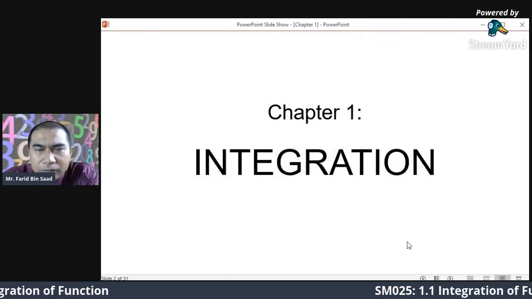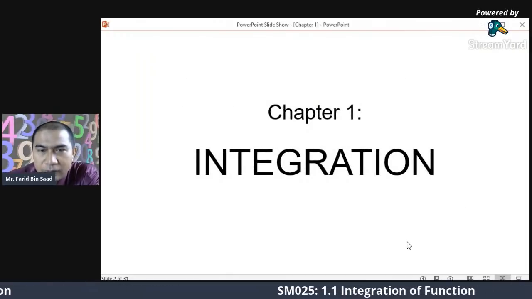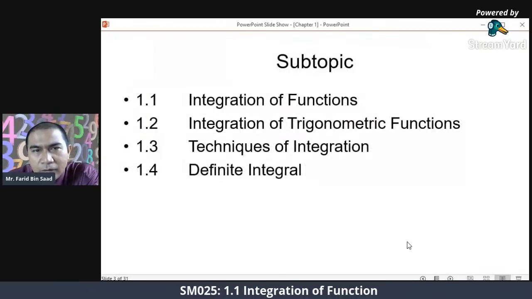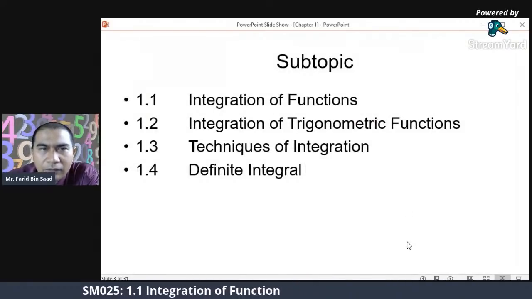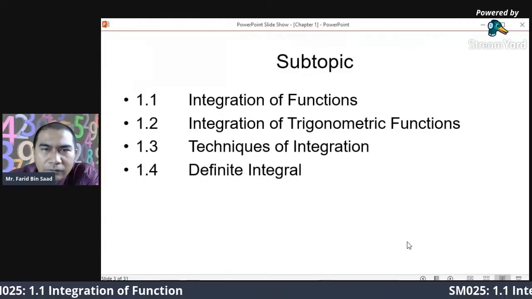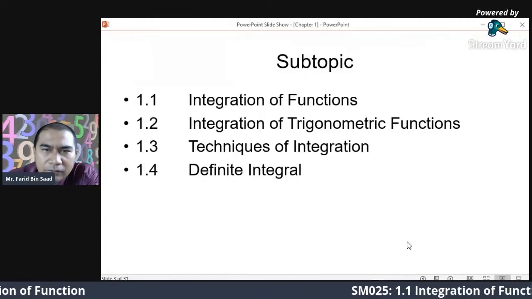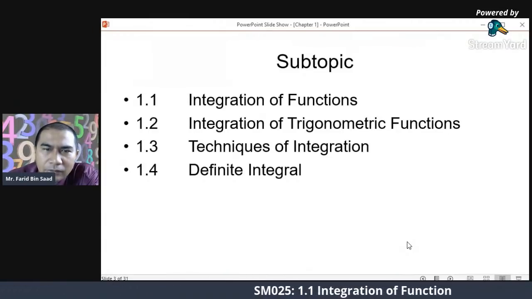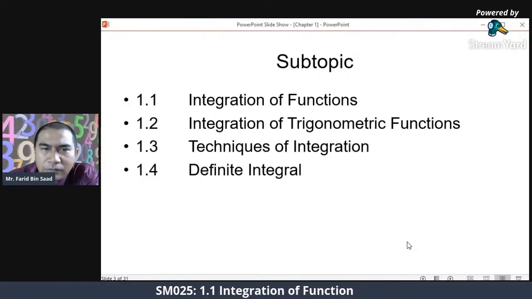Chapter 1, integration. For integration, we have 4 subtopics: integration of functions, integration of trigonometric functions, techniques of integration, and definite integral.